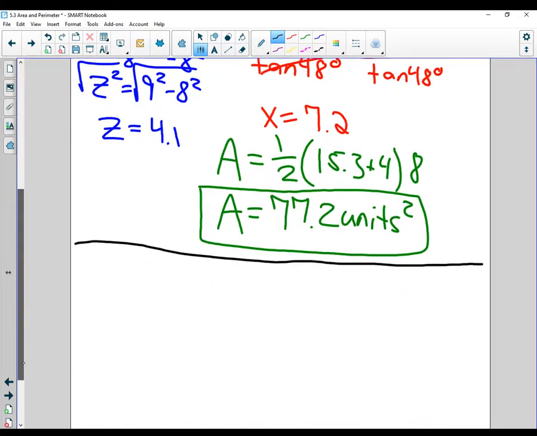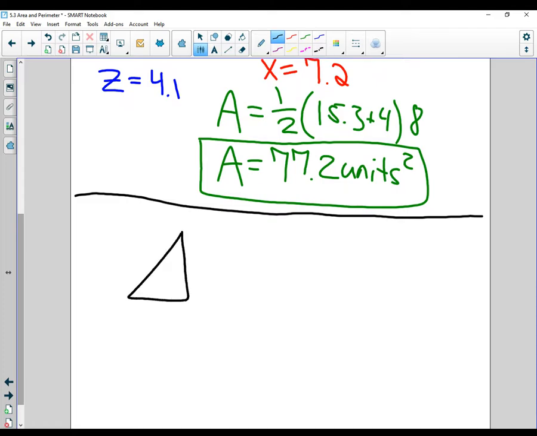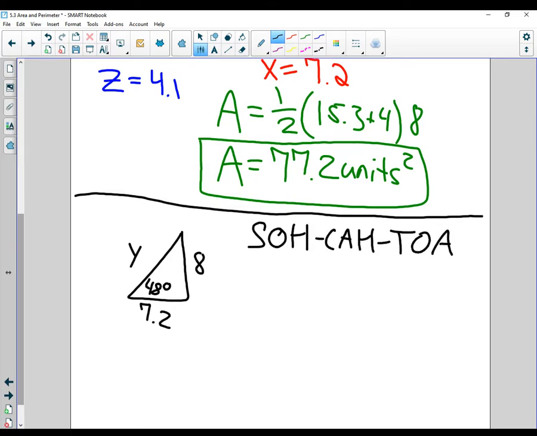Okay, so I have y. This was the triangle I had. This was 8. This was 7.2. This was y, and this was 48 degrees. I want to involve y and the non-rounded number 8. 8 is opposite because it's across from the 48 degrees. y is the hypotenuse. Which one deals with opposite and hypotenuse?